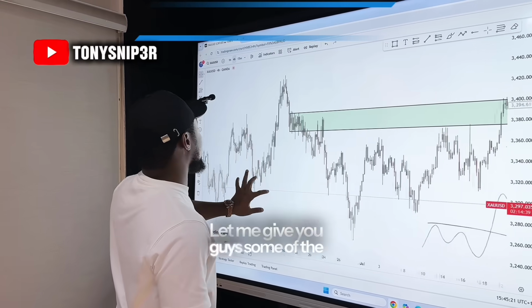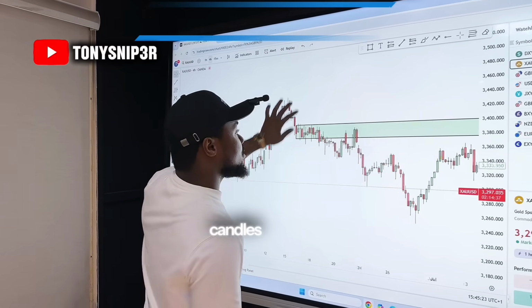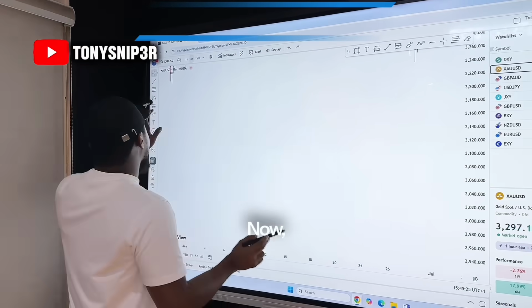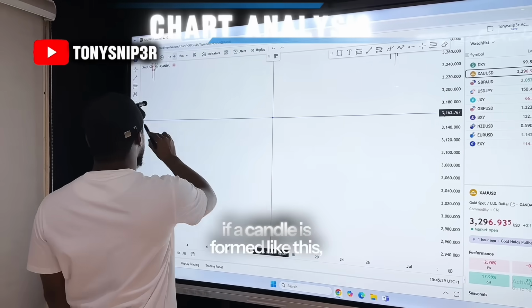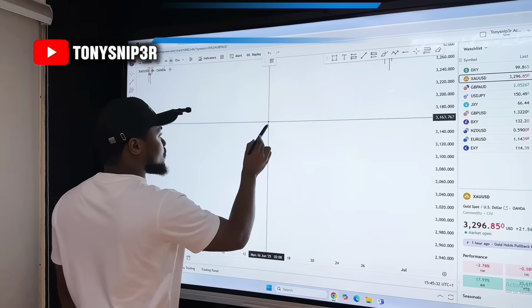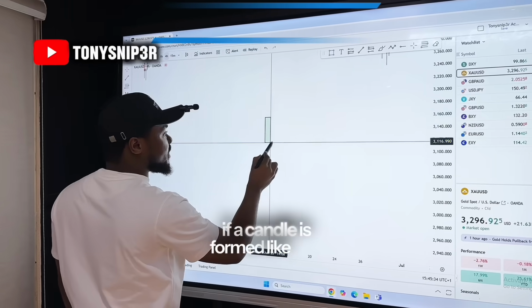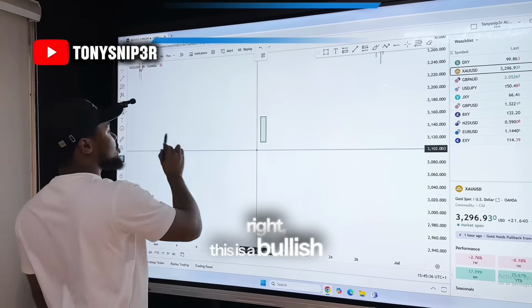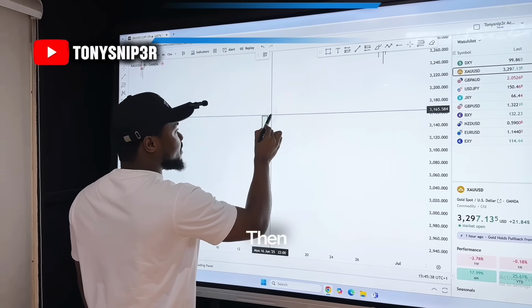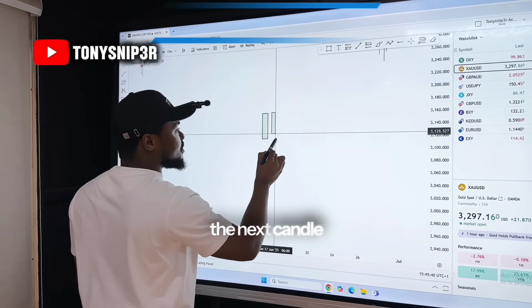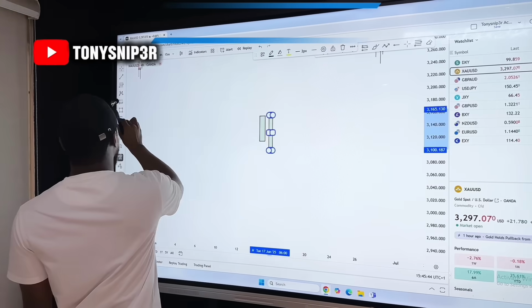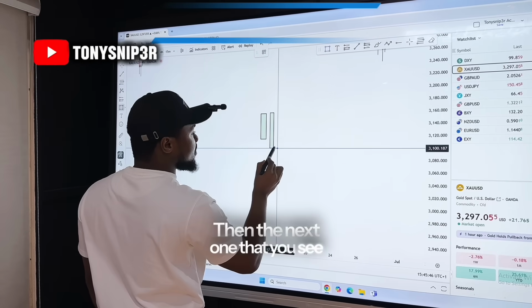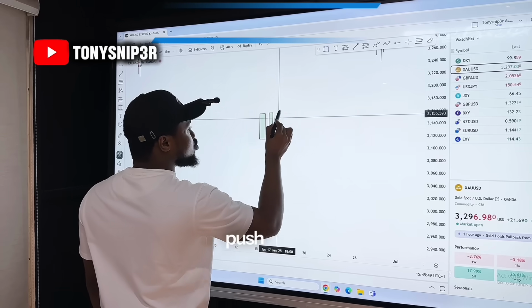Let me give you guys some of the key candles you want to pay attention to. Now, when it comes to break and retest, if a candle is formed like this, this is a bullish candle. Then the next candle that you see engulfs the candle like this. Then the next one that you see pushes back.